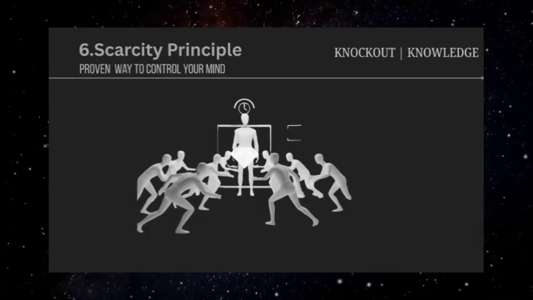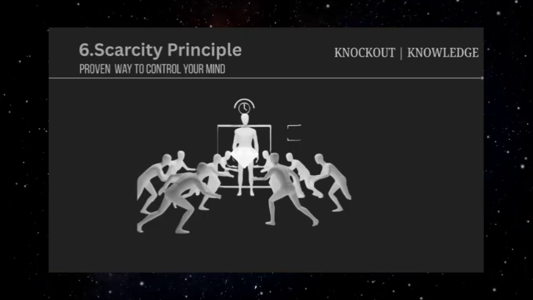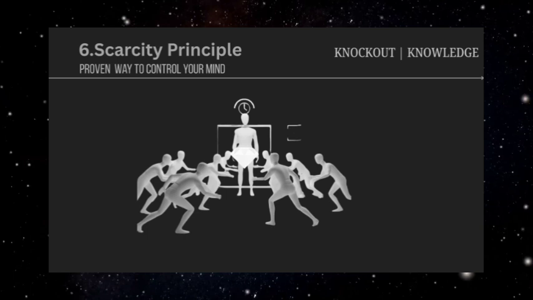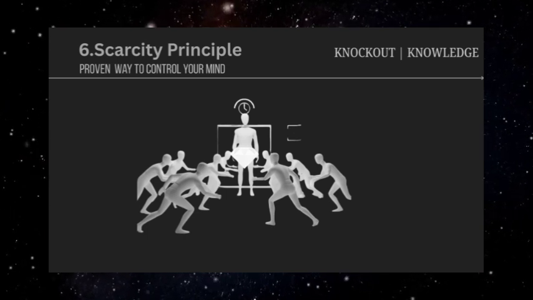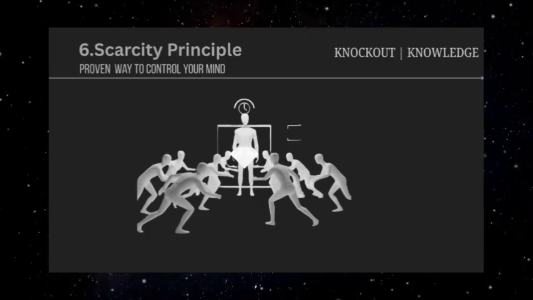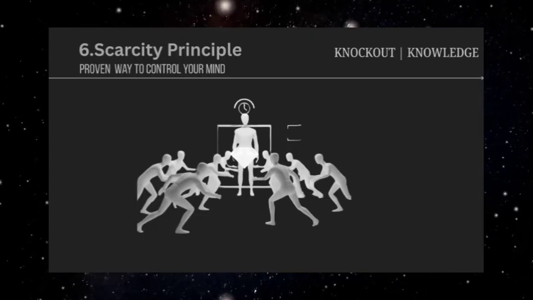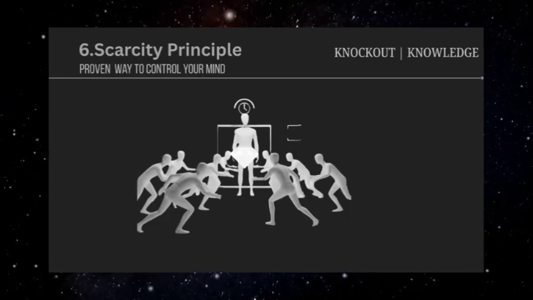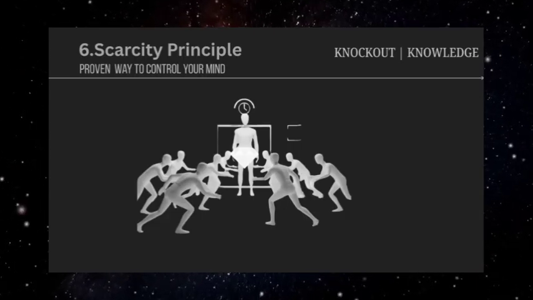Only 3 left in stock messages on websites, limited time offers that seem to extend indefinitely, exclusive products that aren't actually exclusive. These are all applications of the scarcity principle. The goal isn't to provide accurate information about availability. It's to create psychological pressure that leads to immediate purchasing decisions. But scarcity manipulation extends far beyond shopping.